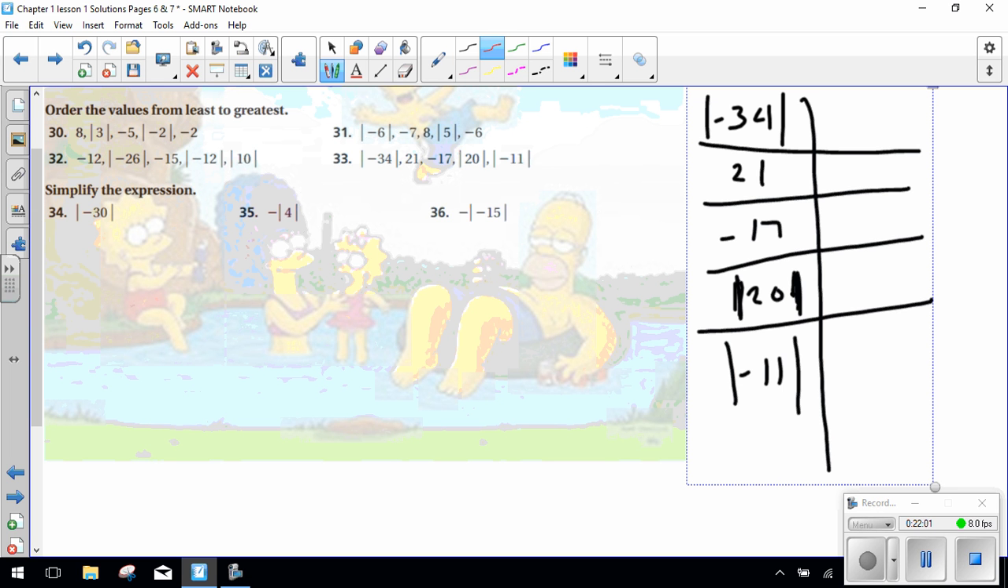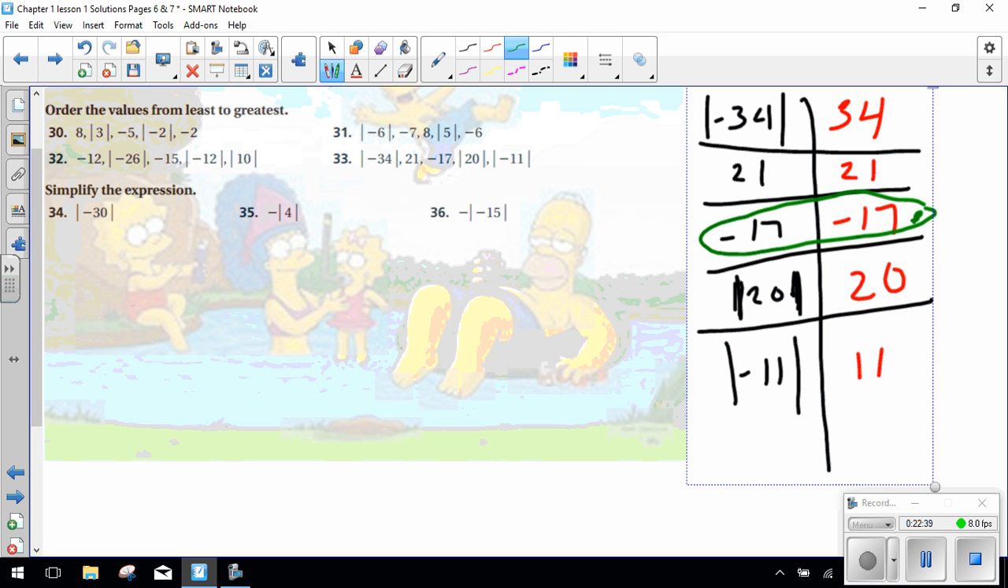So just like before, we're going to go through and any number that has absolute value bars will take their absolutes. So for absolute value of negative 34, hopefully you said 34, this stays 21, this stays negative 17, there's no bars around them. The absolute value of 20 is 20, the absolute value of negative 11 is 11. So what we're going to do now is take a look at any number in the red that has a negative, because negatives are smaller. So I only see one, so this is going to make our life so much easier. This guy comes first, so negative 17 is my smallest number.